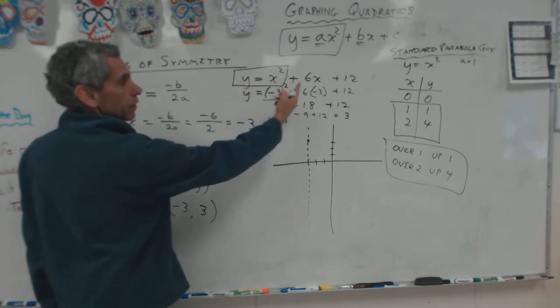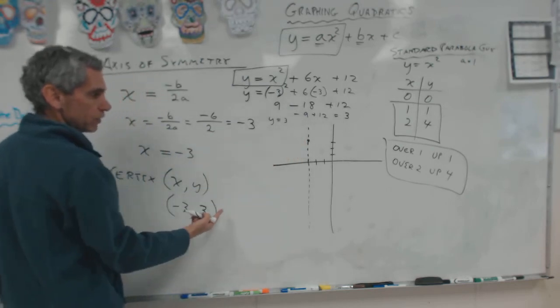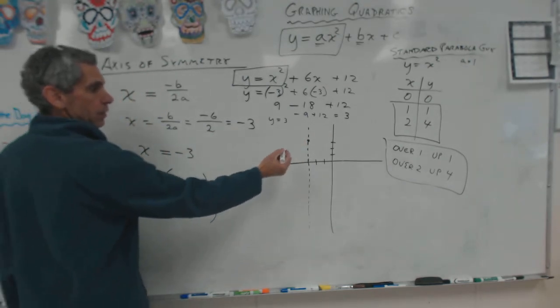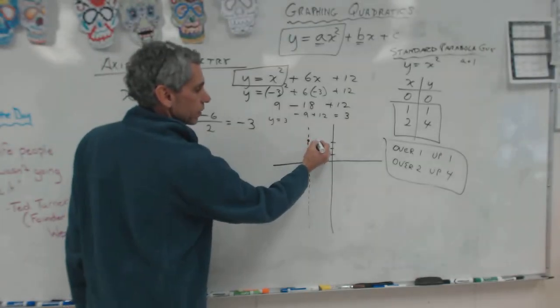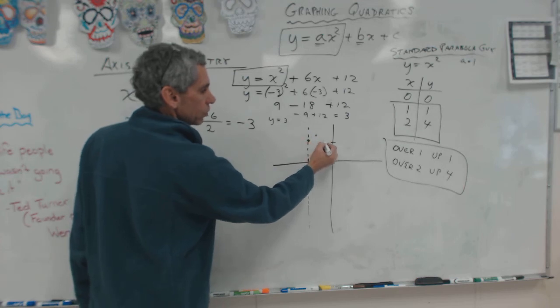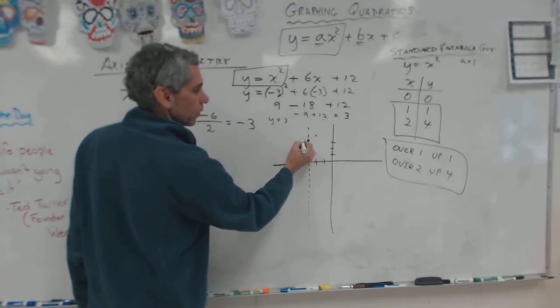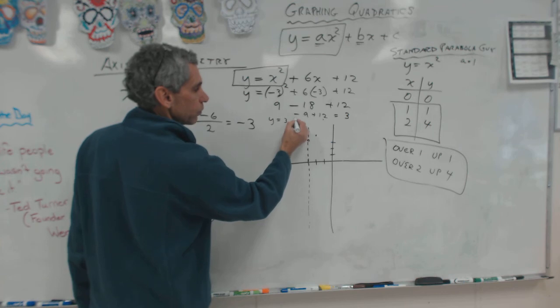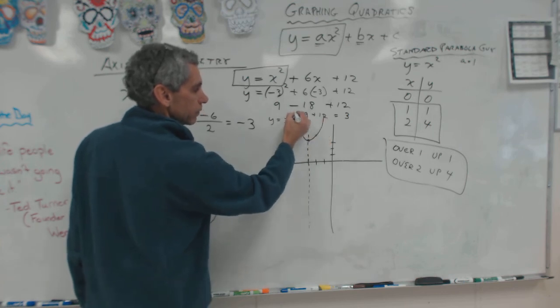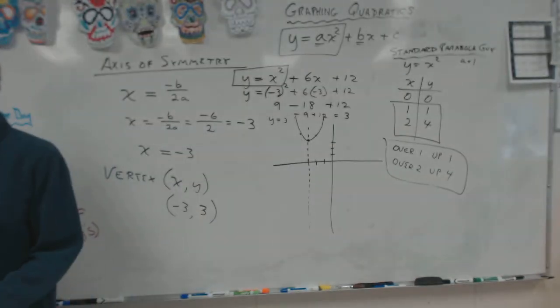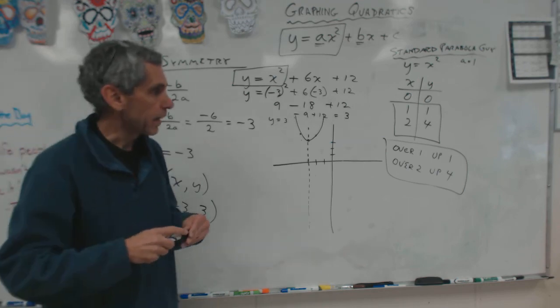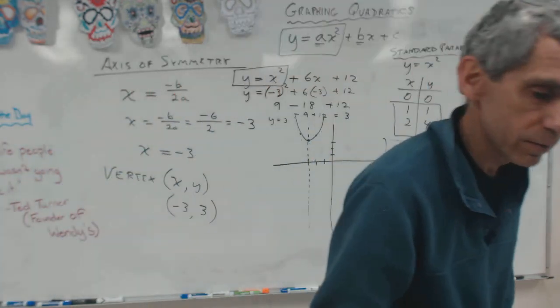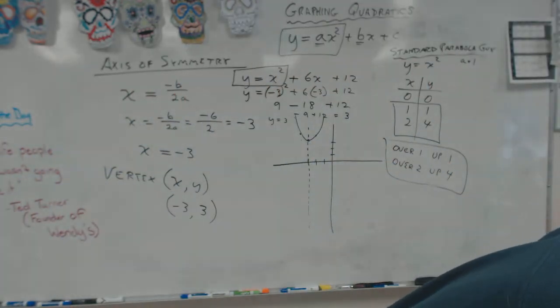So I've already found my vertex. And I just go over 1, up 1, put a dot. Over 2, up 4, put a dot. Over 1, up 1, put a dot. Over 2, up 4, put a dot. And draw my parabola. Okay? So that is the end of the lecture, obviously, because it's the end of the class.